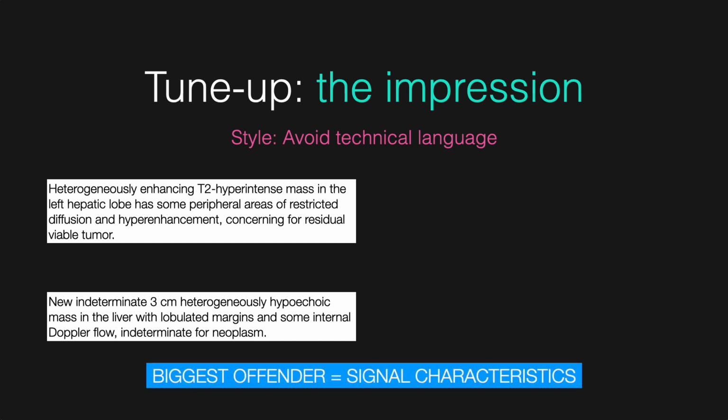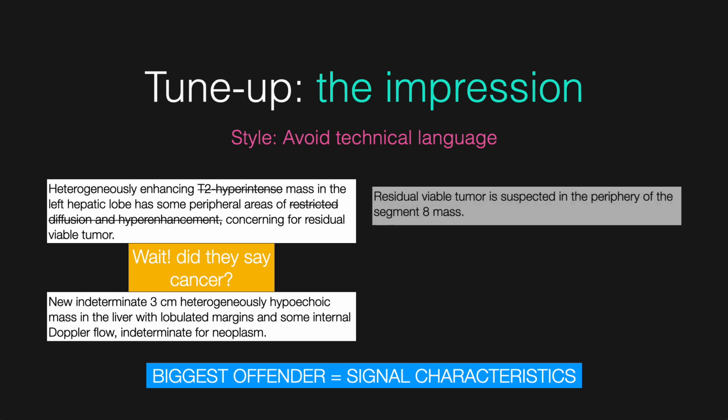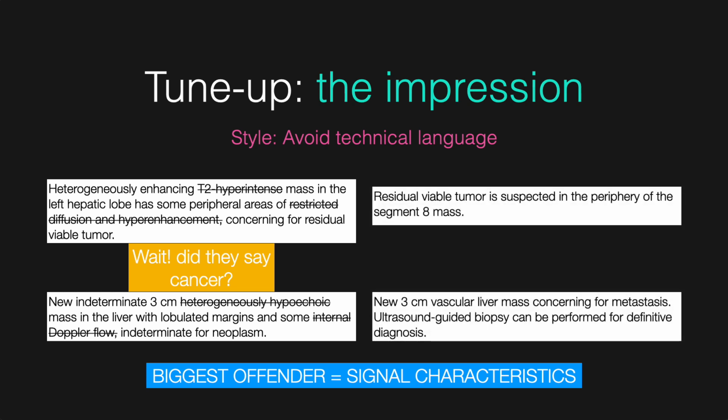One of the biggest offenders is the use of signal characteristics, such as for MRI and ultrasound, and rambling on about these features leads to the risk of misunderstanding in the impression. For these two examples, we remove the MRI and ultrasound characteristics and clearly state what we are concerned about, including recommendations where appropriate.